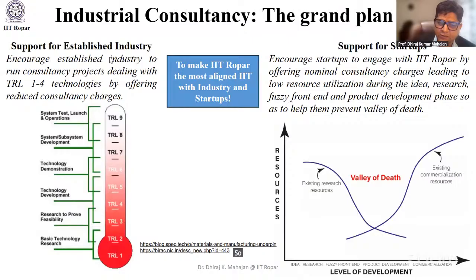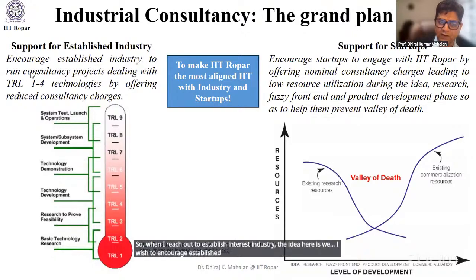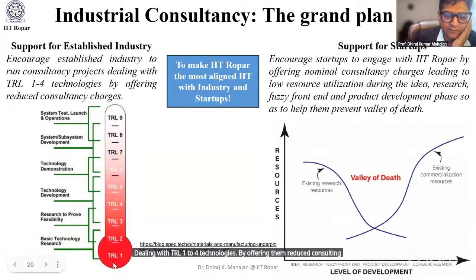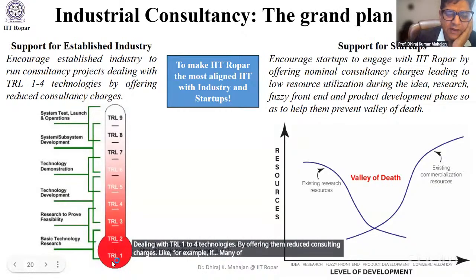So when I reach out to established industry, the idea here is I wish to encourage established industry to run consulting projects dealing with TRL 1 to 4 technologies by offering them reduced consulting charges. Like, for example, many of you are aware, this is the TRL 1 to 9 metric.